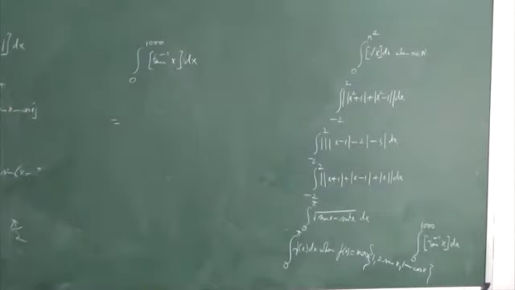What is tan inverse 0? 0. What is tan inverse 1000? Not a well known number, but certainly it is less than pi by 2, because for x equal to infinity, tan inverse x is becoming pi by 2. For every number between 0 and infinity, tan inverse x will be some number between 0 and pi by 2.